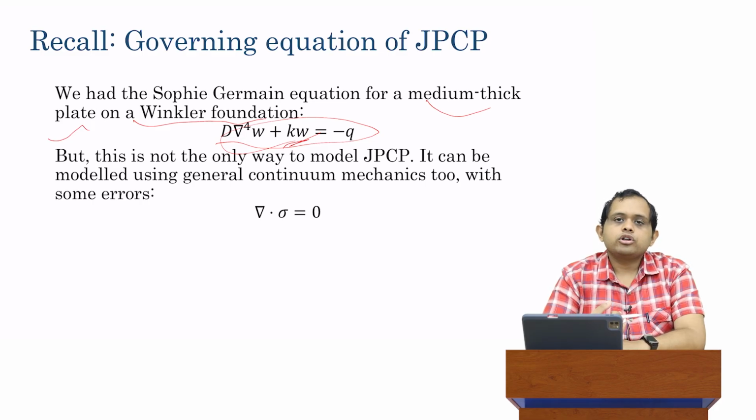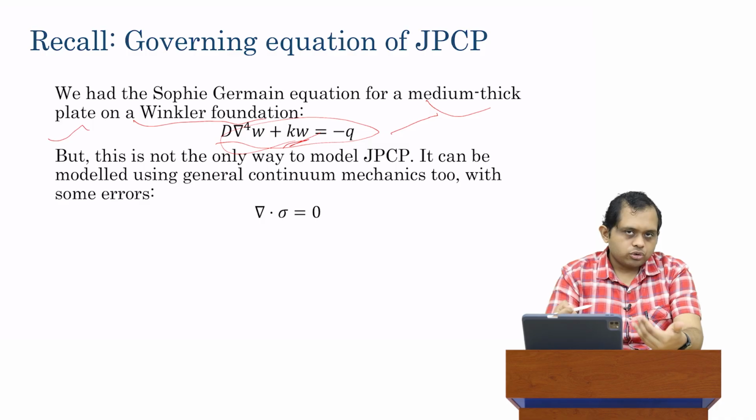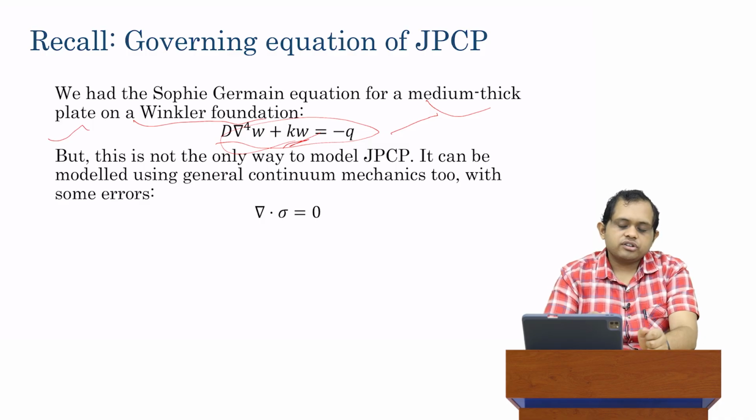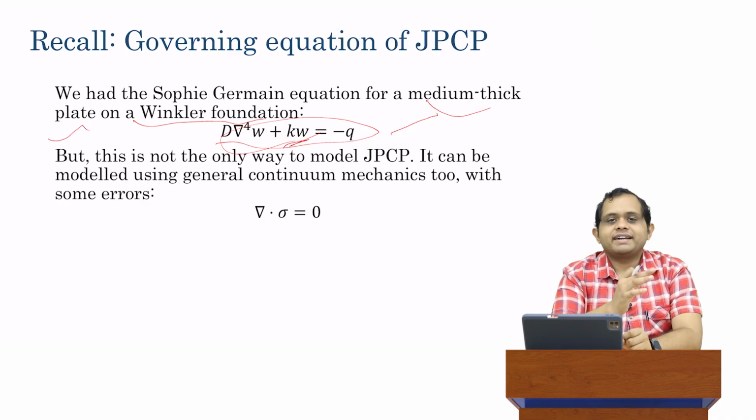You want to go back to module 2 and module 3, where a significant amount of time was devoted to just this particular equation. So it is possible, if you want to analyze the behavior of a slab, to start from this equation. But there is actually a more general way to do it. The only way to analyze the JPCP is not this equation. You could do it with this equation, and there are benefits to doing it with this equation, but it's not the only way to do it.